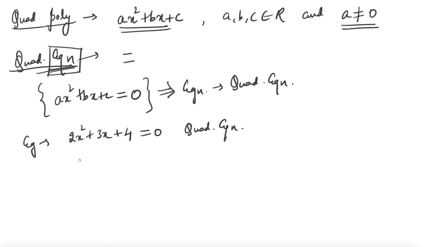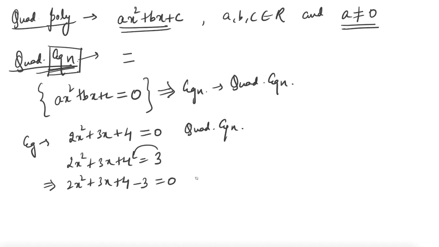Even if I equate 2x square plus 3x plus 4 equals 3, now this becomes 2x square plus 3x plus 4, I'll take 3 to this side, so it becomes minus 3 equals 0. So finally I have 2x square plus 3x plus 1 equals 0. Again a quadratic equation. So what I want to tell you is that it is not necessary that you always equate it to 0. You can equate it to any constant quantity, any linear polynomial, or anything.